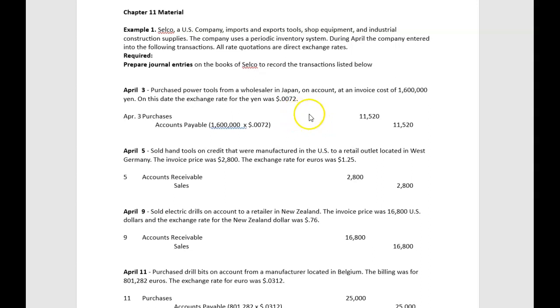Right, so in the first one, you purchase power tools from a wholesaler in Japan. The invoice cost was 1,600,000 yen, so we can't use that to record it in our US financials or in our books. So we need to know what the exchange rate is at that date, which is 0.0072. Multiplying the 1,600,000 by 0.0072 gives us $11,520 for purchases and accounts payable. Right, and when we pay the bill, that amount very well may be different. So we'll see that a little bit later.